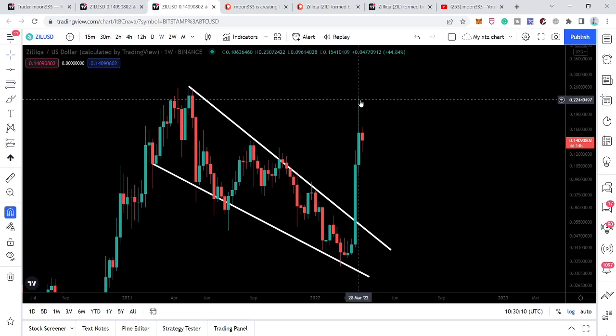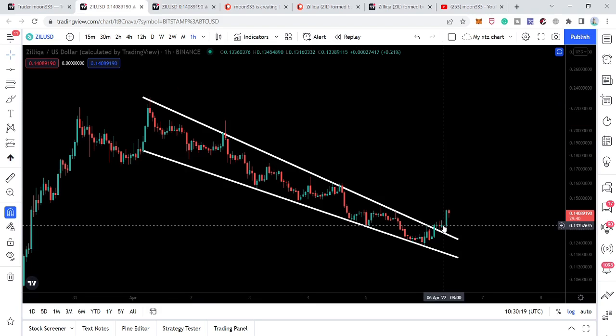And during this correction, the price line also formed another falling wedge on a very small time frame, on the hourly time frame chart. And here we can see that the price line has recently, a few hours back, broken out the resistance of this falling wedge. Now if we take a look at the target for this falling wedge, that is again here at the top of the wedge, that is approximately at 22.2 cents. And that can be also a very big move, almost 100% from here.